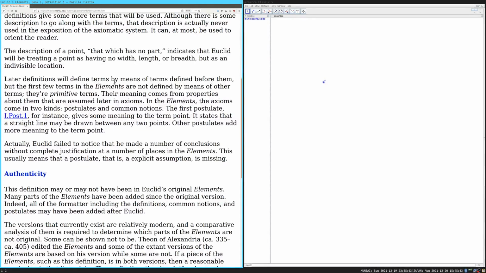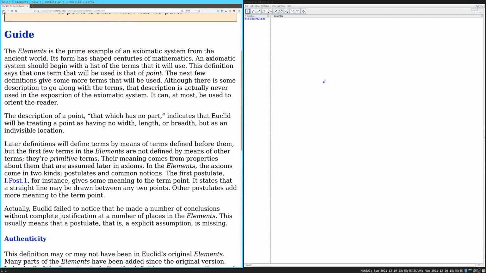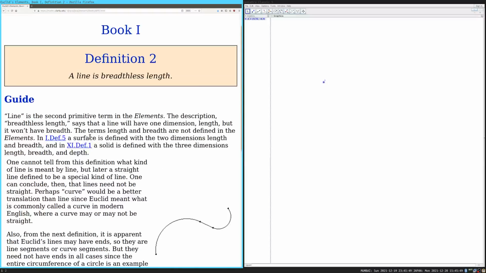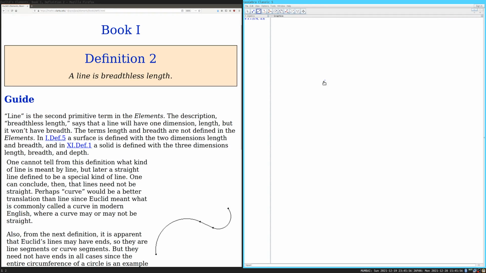You're welcome to go read this, by the way. I'm not going to. I want to get through it. And I want to talk about what a line is. So this is curious because the terminology differs. Today we think of a line. So let's say I have two points. I think of a line as extending infinitely. And it's a straight line.